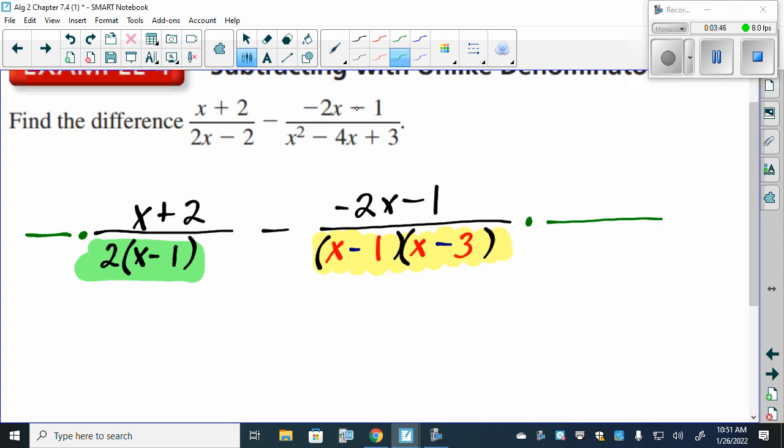So if I want to get them to be the same, the 2 times x minus 1 needs what? The x minus 3. So on top and bottom, I'm going to multiply it by x minus 3 to get them to be the same. Is there anything else that the x minus 1 and x minus 3 have that the other side doesn't? No. Okay, so we're good there. All right. Now we're going to go the other direction. What does the 2 times x minus 1 have that the x minus 1 times x minus 3 doesn't? The 2. So I'm going to multiply it by 2 on top and bottom.